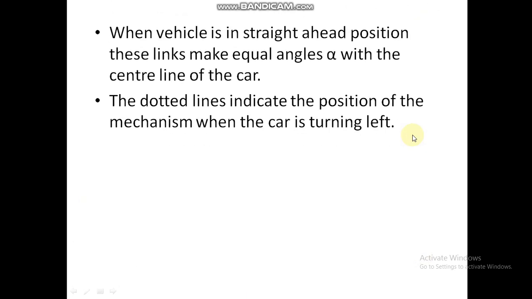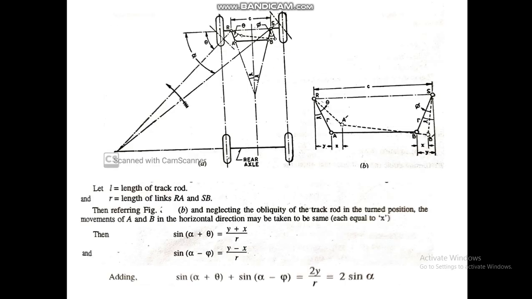So when the vehicle is in straight ahead position, these links make equal angles alpha with the center line of the car. As you can see, when your vehicle is moving straight, it is not taking any turn. The links RA and SB make angle alpha with the center line of the vehicle.